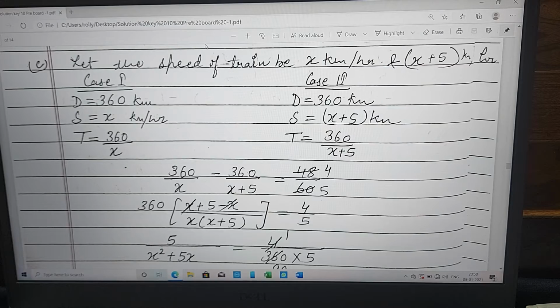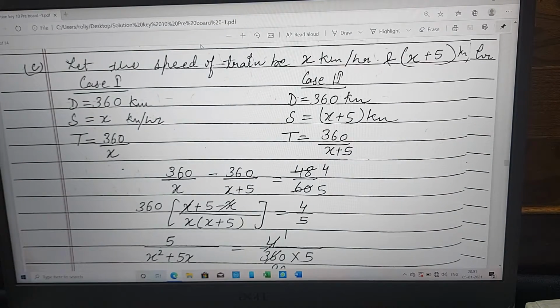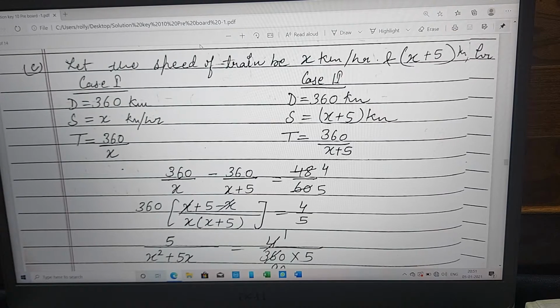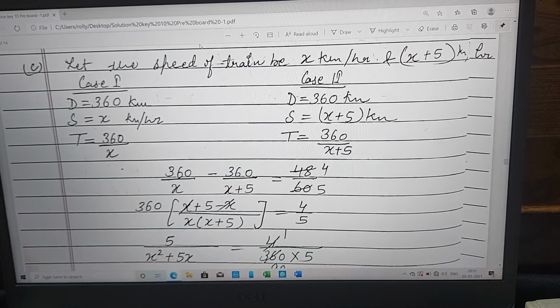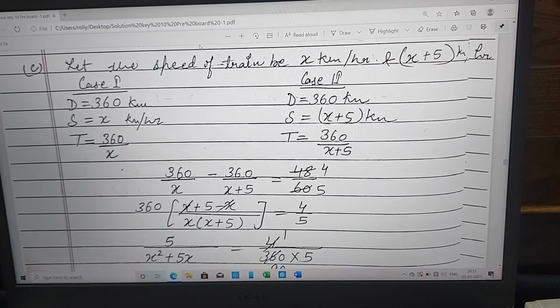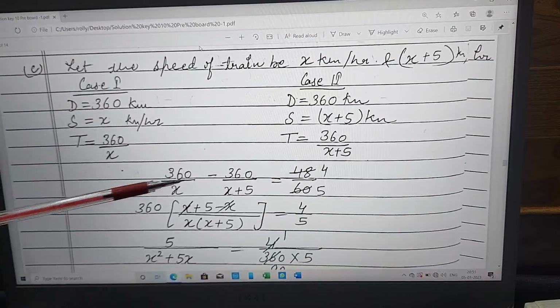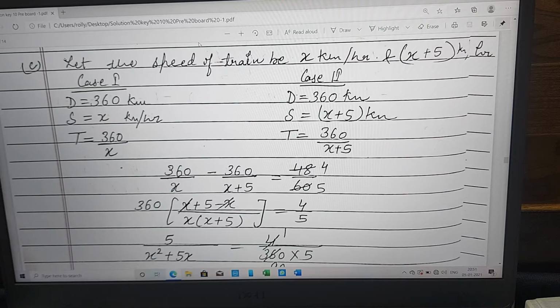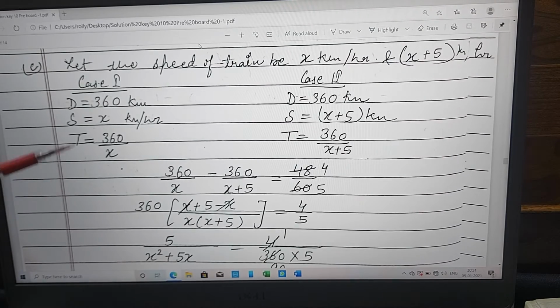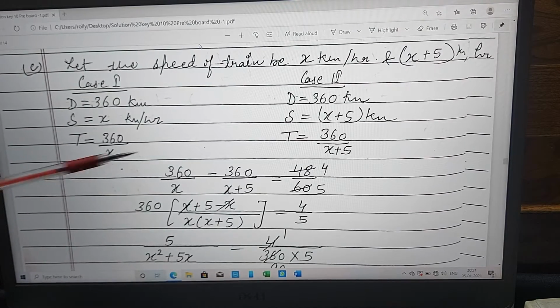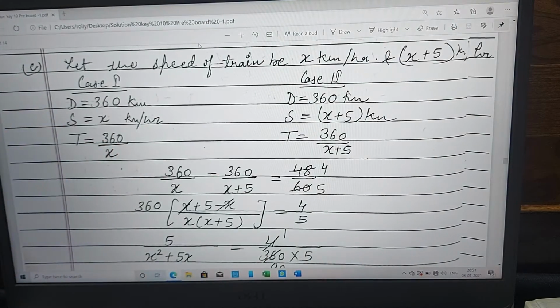C part, that was speed of train. Clear? We have considered speed of train as x kilometer per hour. The speed of train will be x plus 5 for the second case. Okay. And distance is same, 360 kilometer, for the first case also and for the second case also. We have calculated time. Of course, when speed is increased, time will be less. So the time calculated in case 1 will be greater than time calculated in case 2.